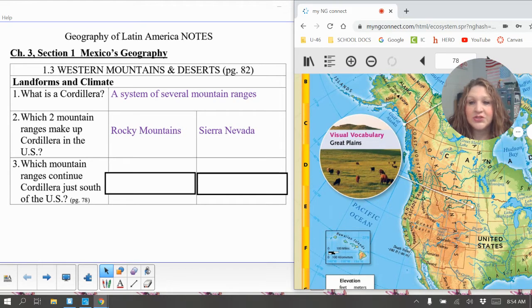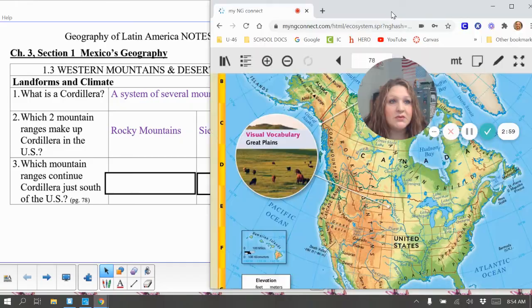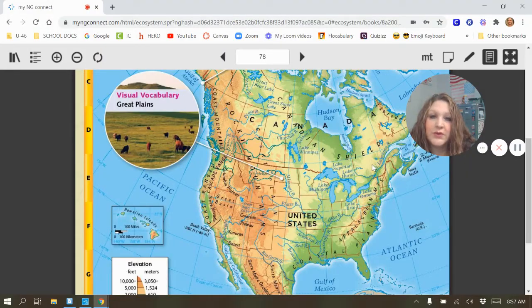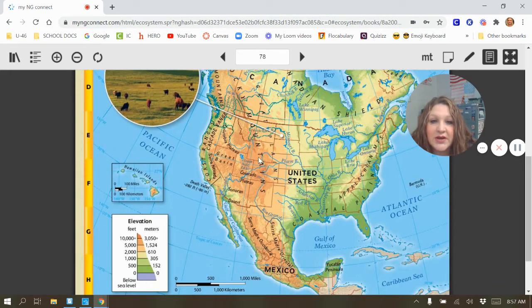For our next question, we're going to have to look at the map that's on page 78 in the textbook. I'm going to enlarge it in just a minute. It says, which mountain ranges continue Cordillera just south of the United States? Okay, so here we go. We have the Rocky Mountains, and then here is Sierra Nevada. Those are our Cordillera here. They run parallel to each other. And then the question is, which ones are just south of the United States?